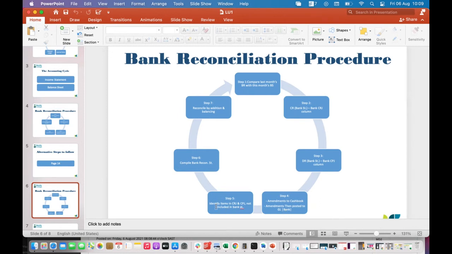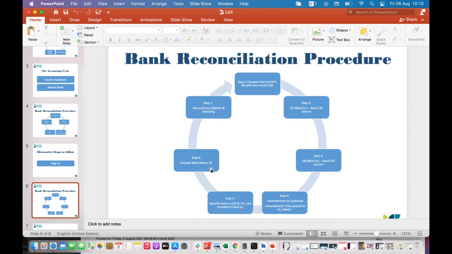Then moving on to step five. Step five, you'll see that we actually do it simultaneously whilst we're doing step two and step three. Step five, we're identifying items in the cash receipts journal and cash payments journal not included in the bank statement, okay? And vice versa. Things in the bank statement that are not included in the cash payments and cash receipts journal. Okay, so this step we're doing simultaneously in steps two and three.